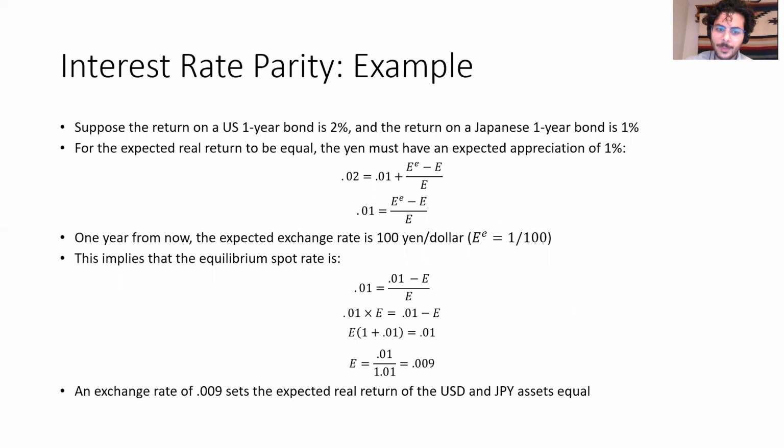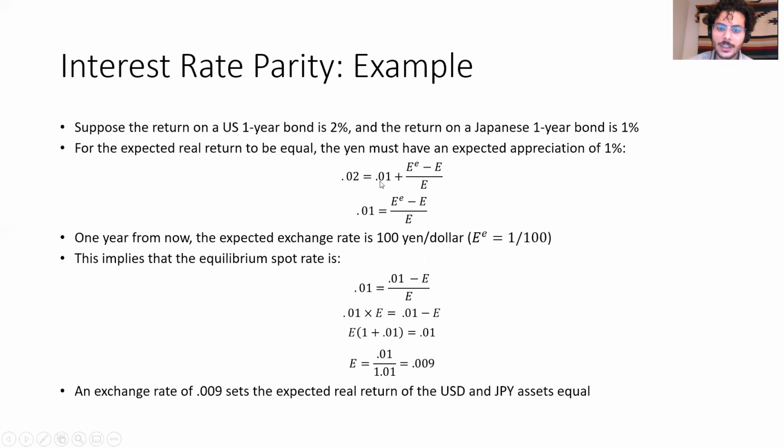Okay, so let's go through an example of this. Suppose that the return on a US one-year bond is 2% and the return on a Japanese one-year bond is 1%. So remember, interest rate parity says that the real return between these two assets should be the same in equilibrium. So if the US return is 2%, the Japanese return is 1% in nominal terms, and for the expected real return to be equal, the yen must have an expected appreciation of 1%, because that would make up the difference.